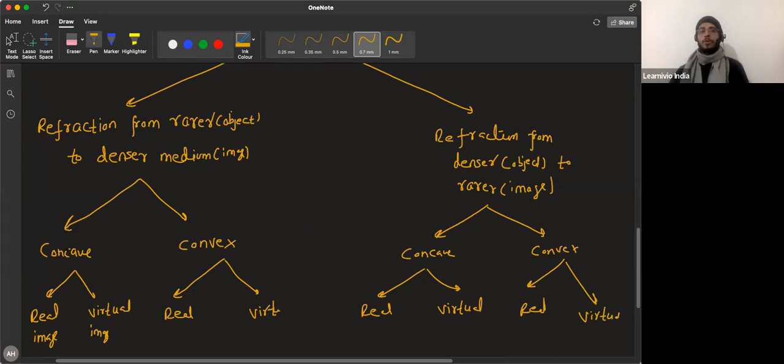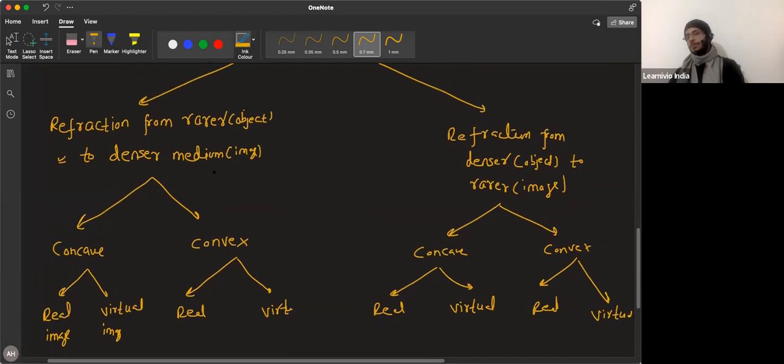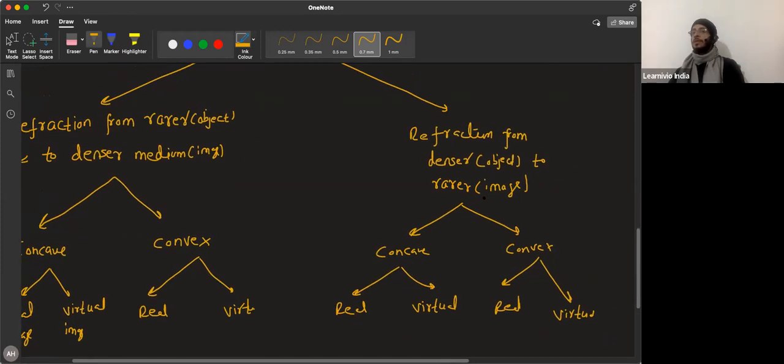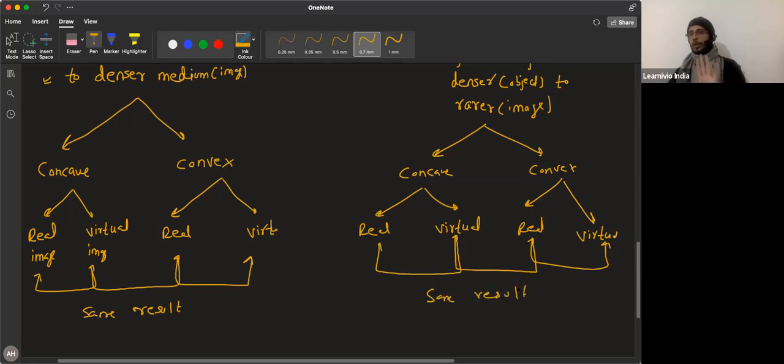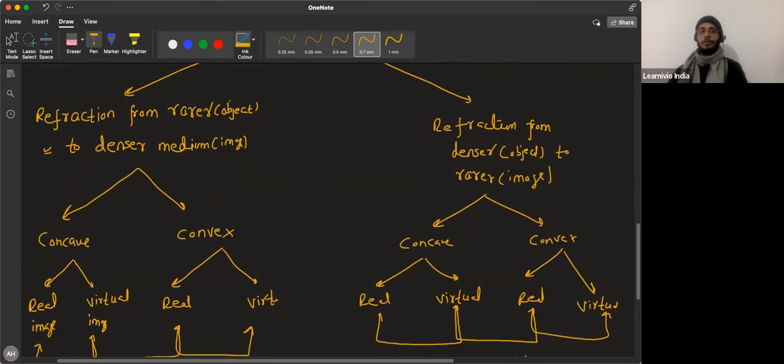See, for all these cases, the relation is the same. If you derive the relation for refraction from rarer to denser medium for any of these four cases, you will get the same result. So we won't be doing eight derivations. We will do just two derivations. One for rarer to denser and another for denser to rarer. Just note it down, then we'll start calculations.